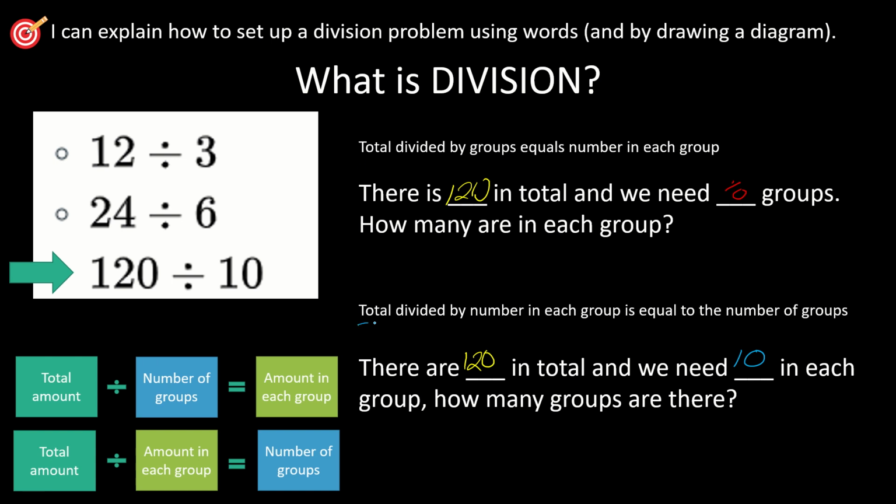The total number divided by how many are in each group, or you can think about it as the total number divided by groups.